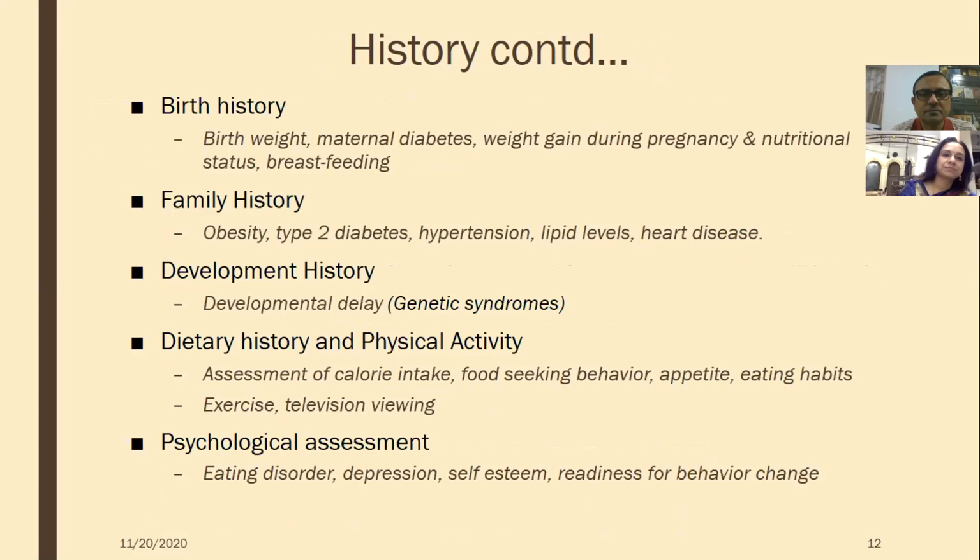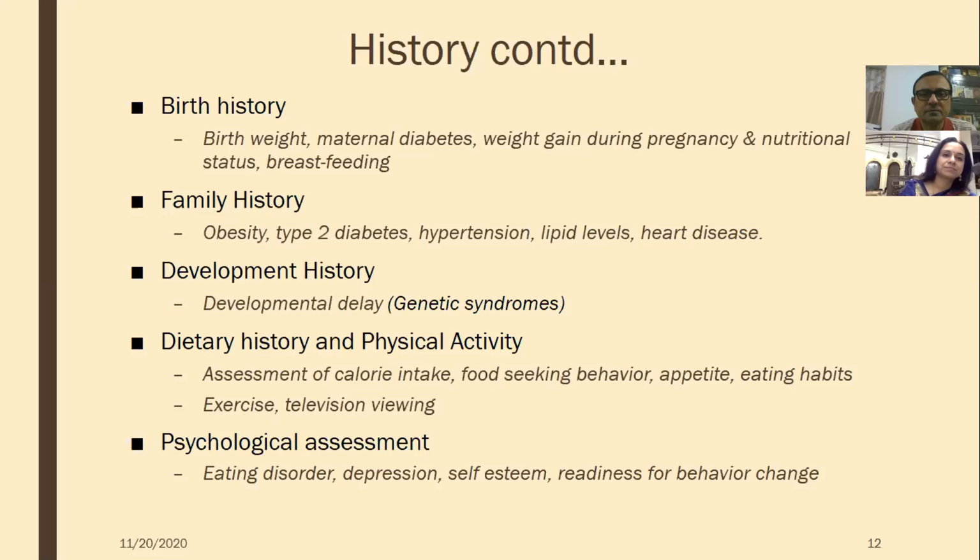Beyond the present history, the birth history. So what was the birth weight? What was the maternal health like? What was the weight gain during pregnancy? Any maternal sickness? Any feature suggestive of placental insufficiency? Any maternal diabetes? Breastfeeding? Family history of obesity, type 2 diabetes, family history of hypertension, lipids, and heart disease would be important. Developmental delay for the genetic syndromes that we have spoken about.